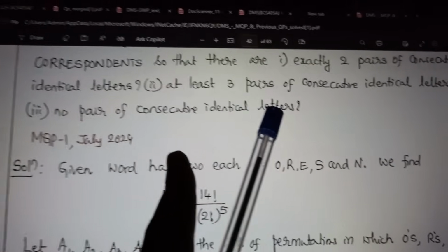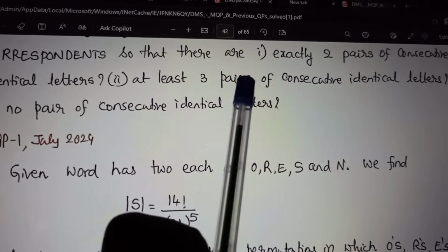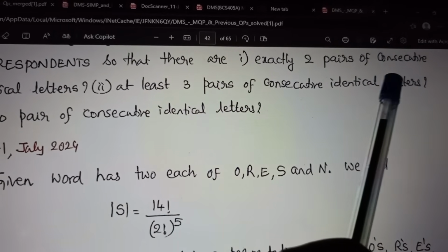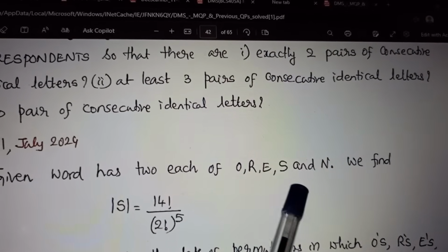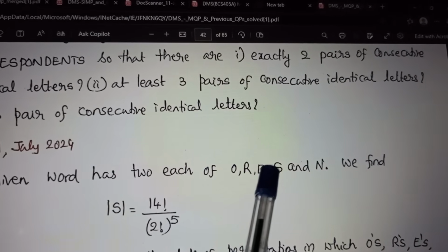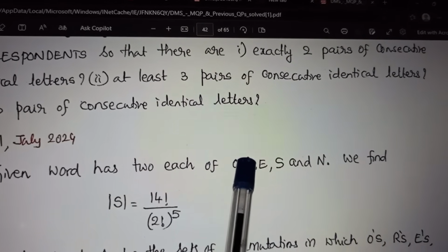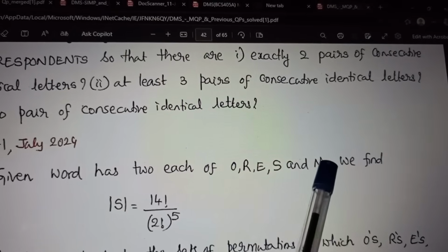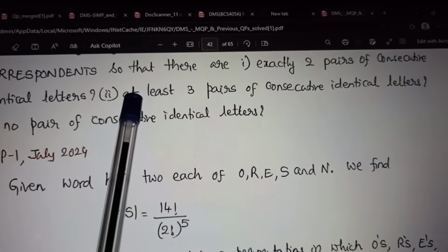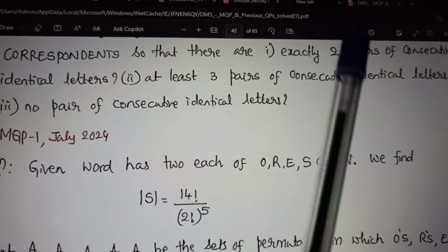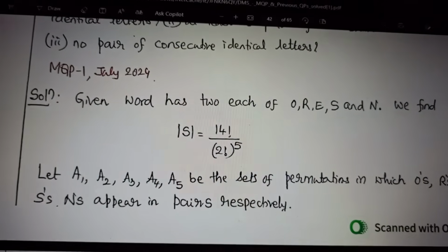Then the second question we will read: at least 3 pairs of consecutive identical letters. First of all, let us understand which are identical. Identical means both should be the same. You already know 1, 2, 3, 4 and 5 letters are getting repeated, but they have told at least 3 pairs. In that case, what do we have to do?